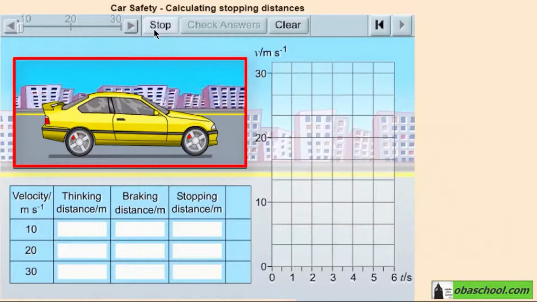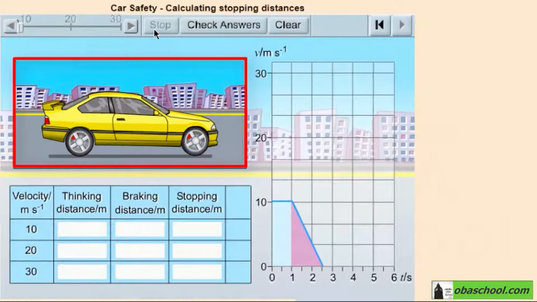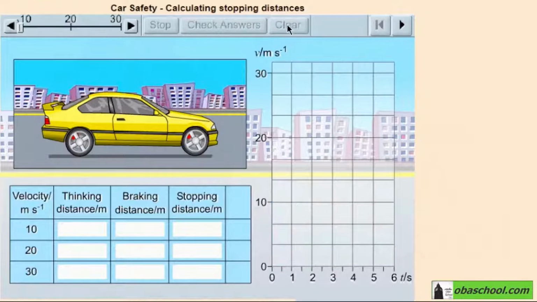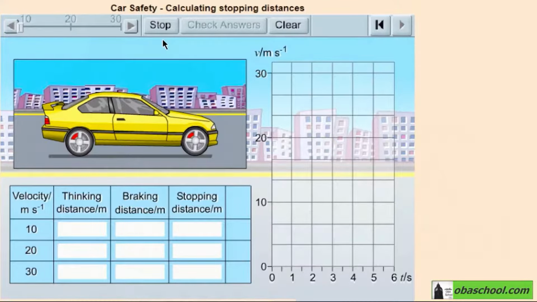sees a hazard ahead. Now we will click Clear to reset the screen, and we are going to repeat the procedure to look at the velocity time graph right here.